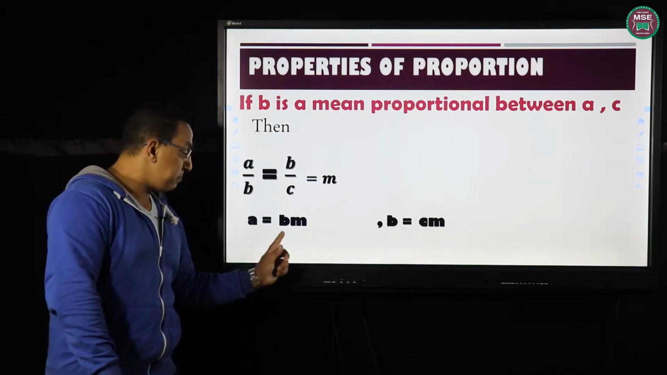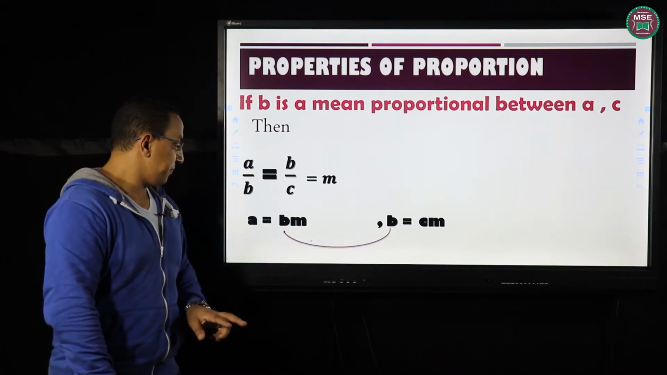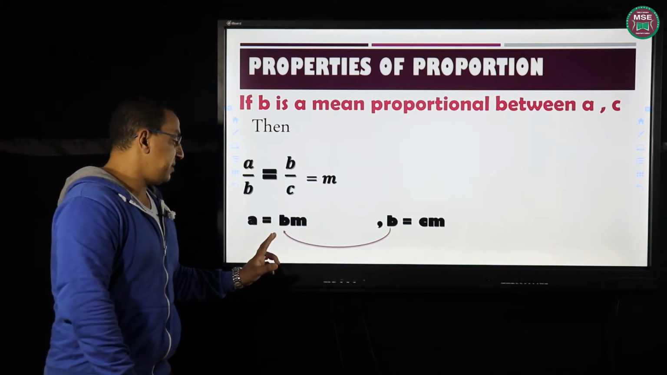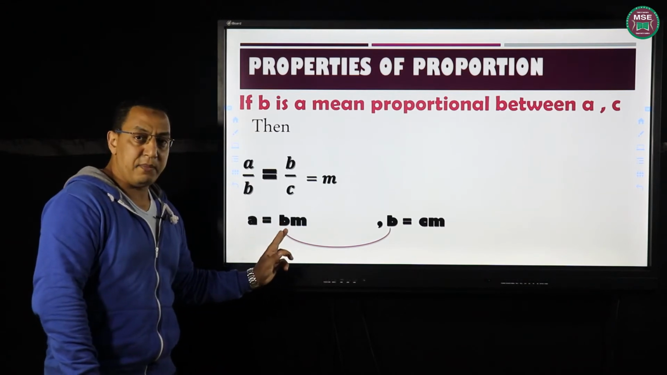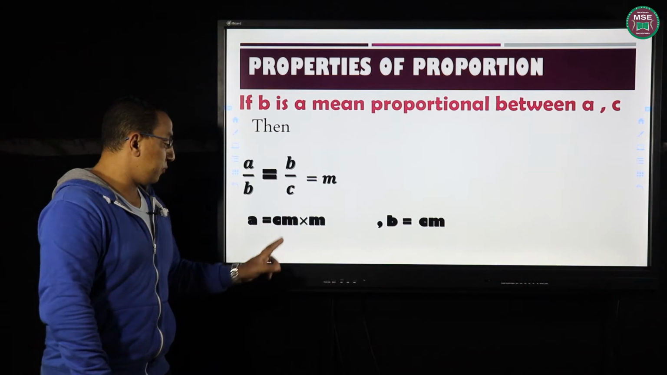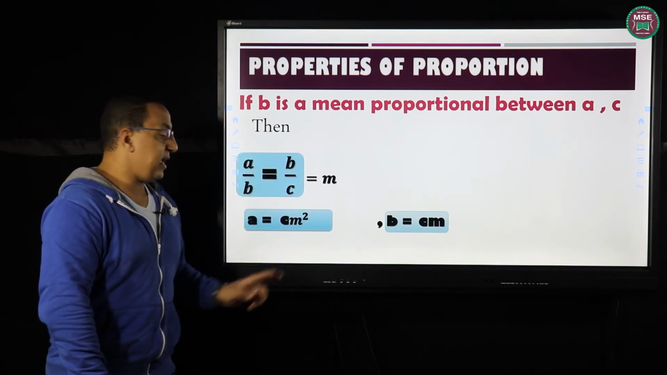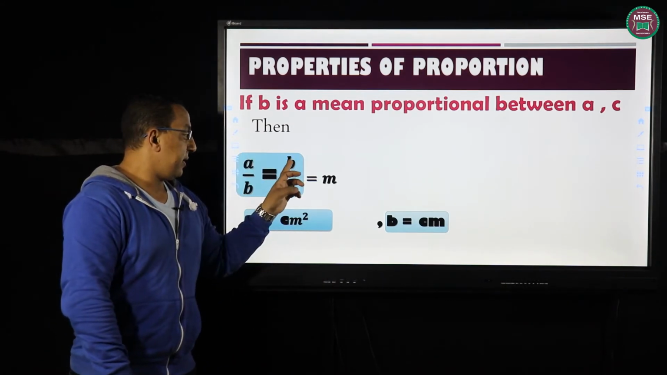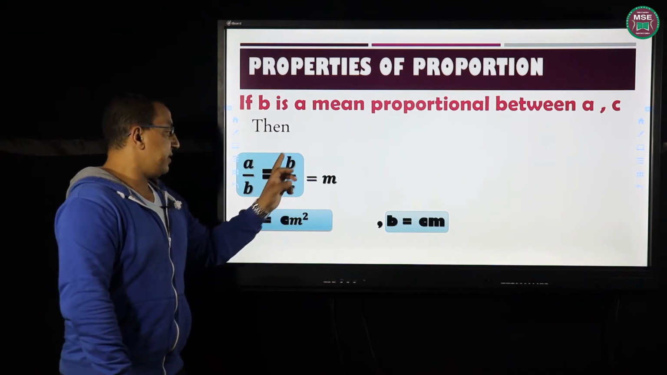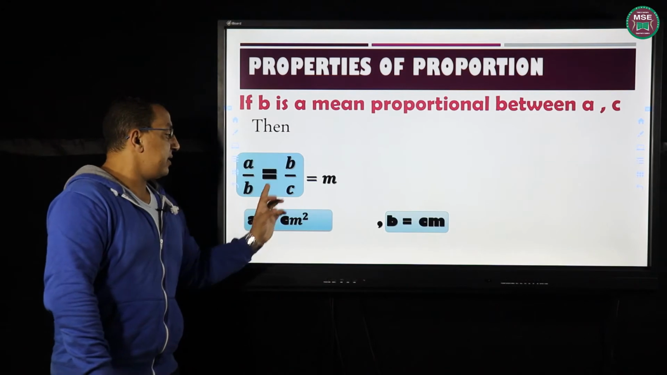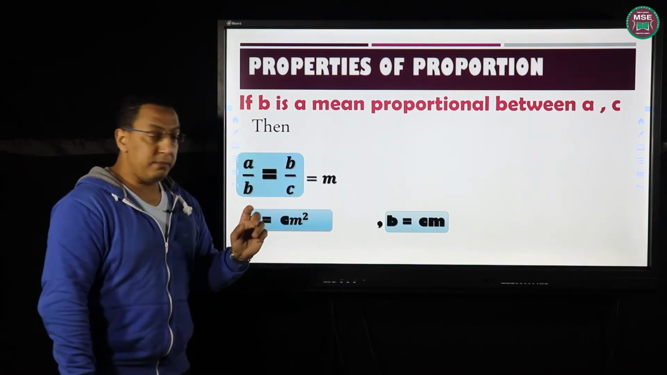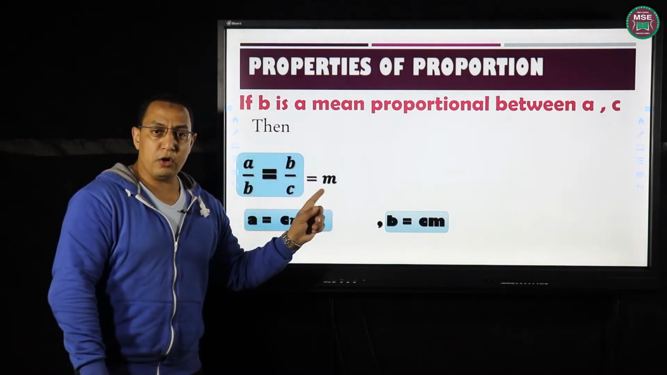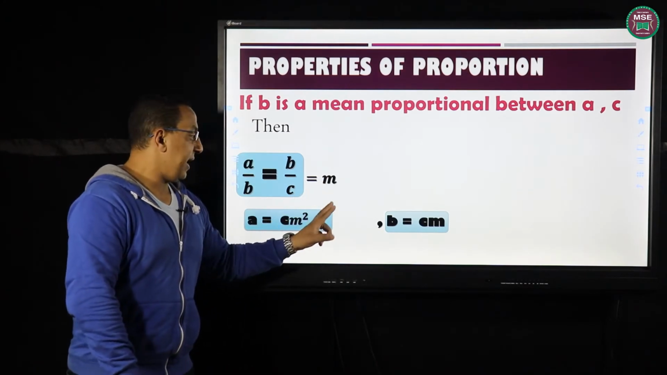By looking carefully, here I have B equals CM and A equals B times M. So I can replace B with CM: I put CM in place of B to get CM times M. Here it will be C times M times M, which equals C M to the power of 2. Again, if A over B equals B over C, then B equals C times M, and A equals C times M to the power of 2. All of them are in terms of C and M.